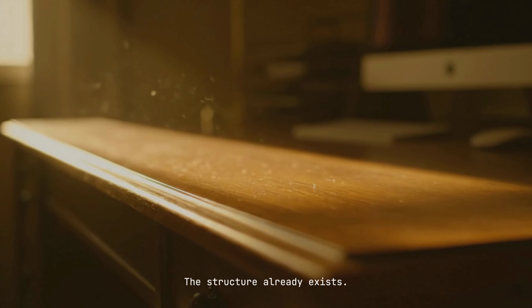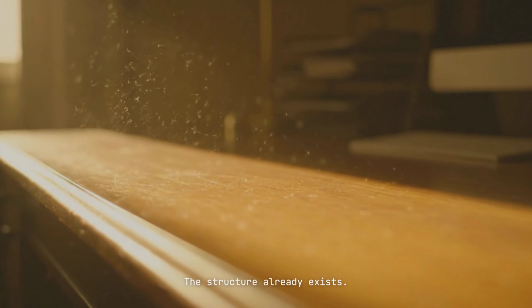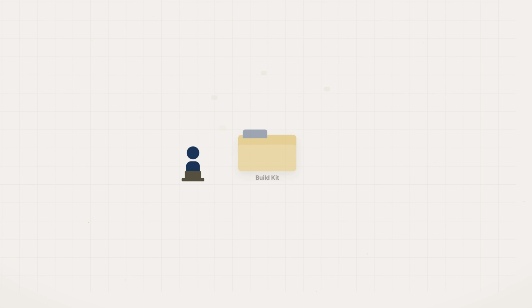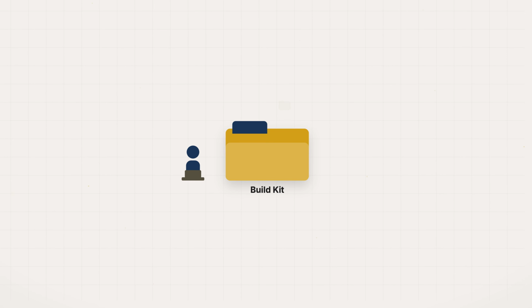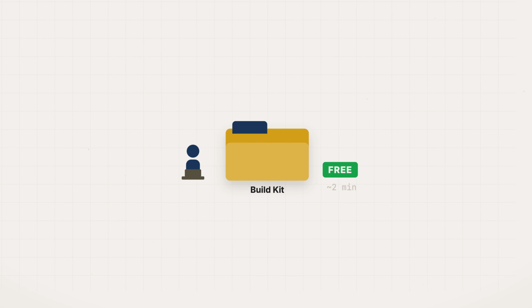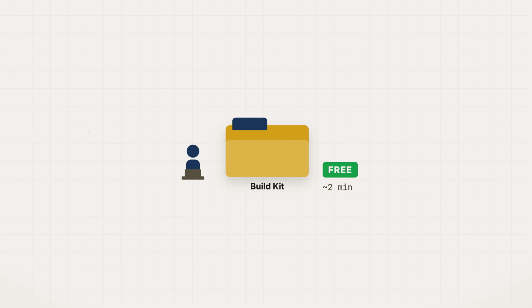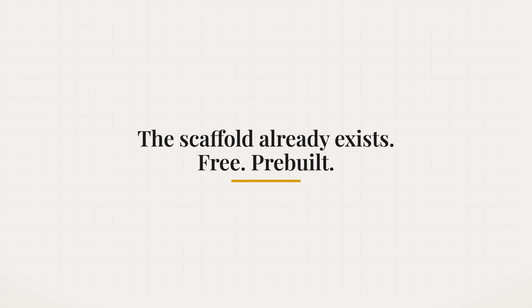Here's the good news, and it's the whole reason for this lesson. You don't have to build any of it. The structure already exists. Somebody already laid out the 5 phases as a real working folder you can have in the next 2 minutes, free, and start your next project on top of. It's called the Build Kit. Let me show you exactly what it is, because once you've seen the folder, the dread goes away.